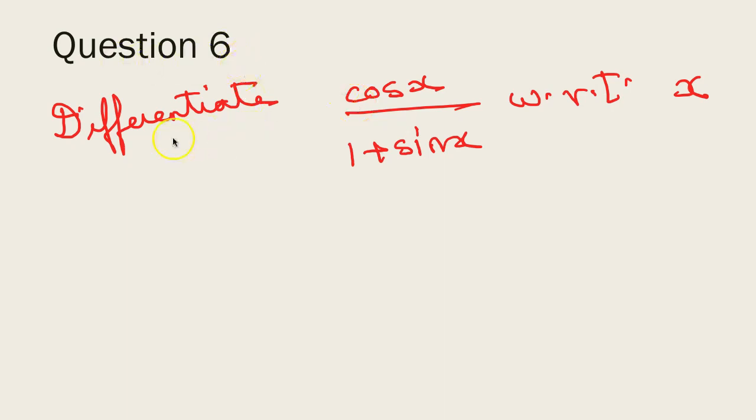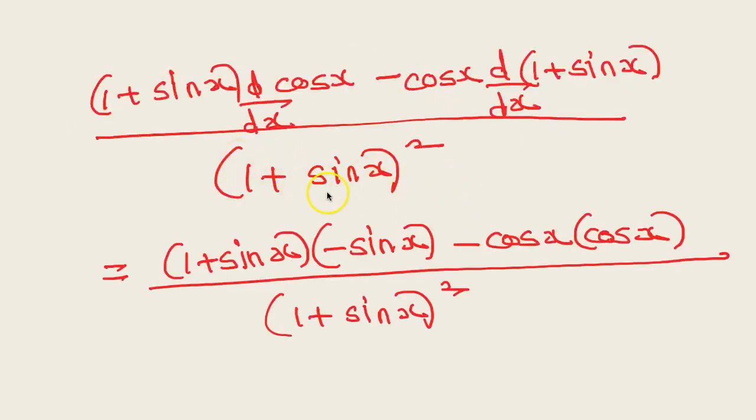Next question 6. Differentiate cos x by 1 plus sin x with respect to x. So what are we using here? The quotient rule. So your denominator is (1 plus sin x) the whole squared. Then vu dash, (1 plus sin x) into derivative of cos x, minus uv dash, cos x into derivative of 1 plus sin x. That will be your denominator remains (1 plus sin x) the whole squared.